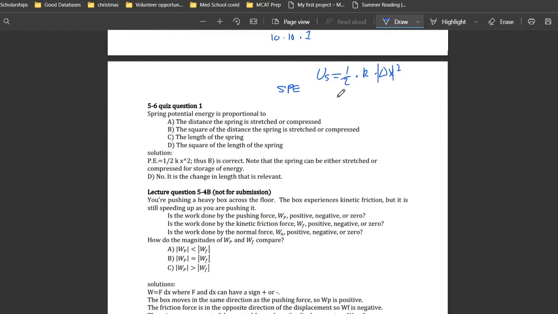So we don't have anything in this equation denoting the length of the spring. So that one's false. Both C and D are false. And between A and B, the square of the distance the spring is compressed, that's noting the squared value right here. So that's why B is the answer, because the distance the spring is stretched or compressed is squared in order to calculate the spring potential energy. And that is why A is false, because it does not consider the fact that the spring distance compressed or stretched is squared in order to calculate the spring potential energy of a specific spring.